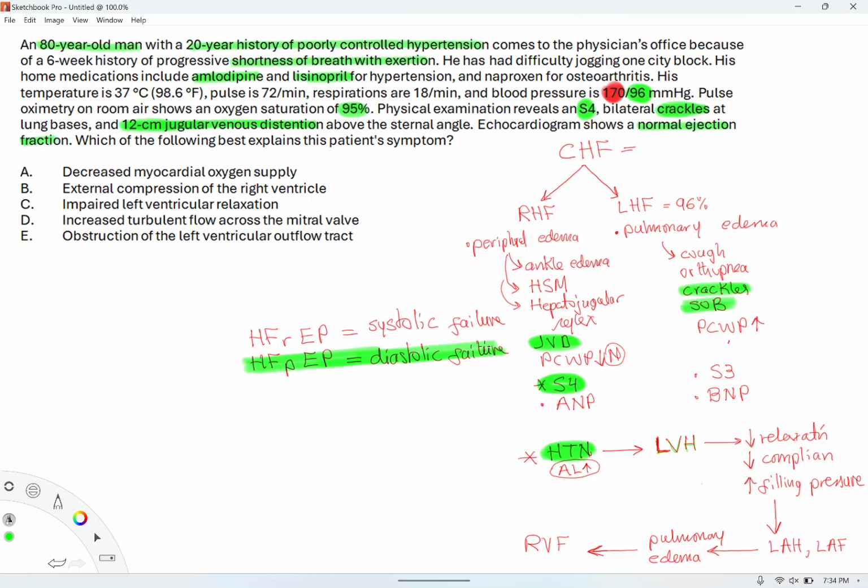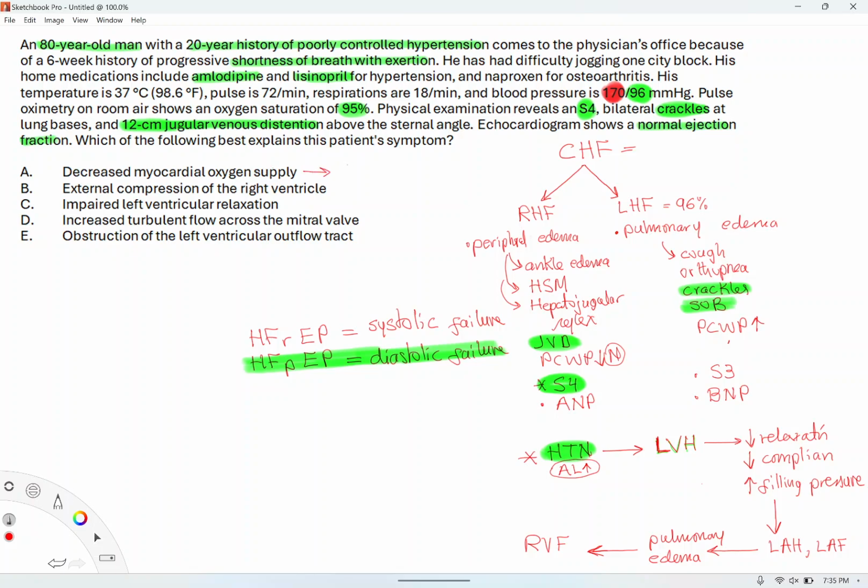Decrease myocardial oxygen supply. So when the myocardium doesn't get enough oxygen, that is not heart failure. Heart failure is the end result of that. Decreased myocardial oxygen supply leads to angina, MI, vasospasm, and so on. An echocardiogram wouldn't show a normal ejection fraction. It will show you a hypokinetic segment of myocardium. So this choice A tells you about MI.